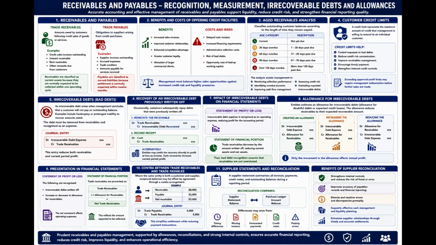Accounting for receivables and payables ensures that credit transactions are recognized accurately and measured prudently in accordance with the accrual basis of accounting. Proper management of credit policies, aged receivables analysis, irrecoverable debts, allowance for expected credit losses, contra arrangements, and supplier reconciliations enhances liquidity management and strengthens the reliability of financial reporting.